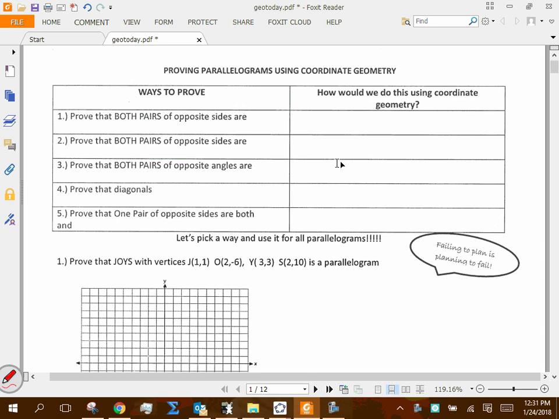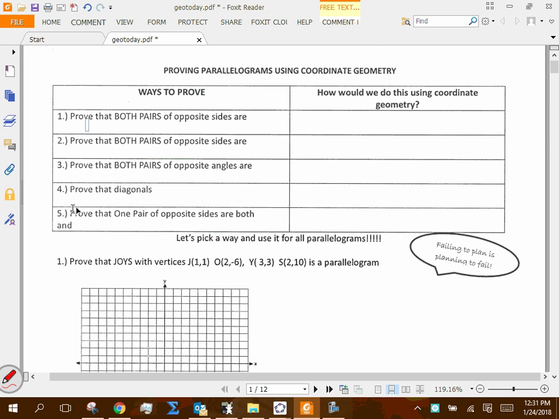Properties over here, and try to write down the tools that we're going to use to show these properties. Okay, so it says prove that both pairs of opposite sides are... What is one way to deal with a quadrilateral? Show it's a parallelogram by looking at both pairs of opposite sides.